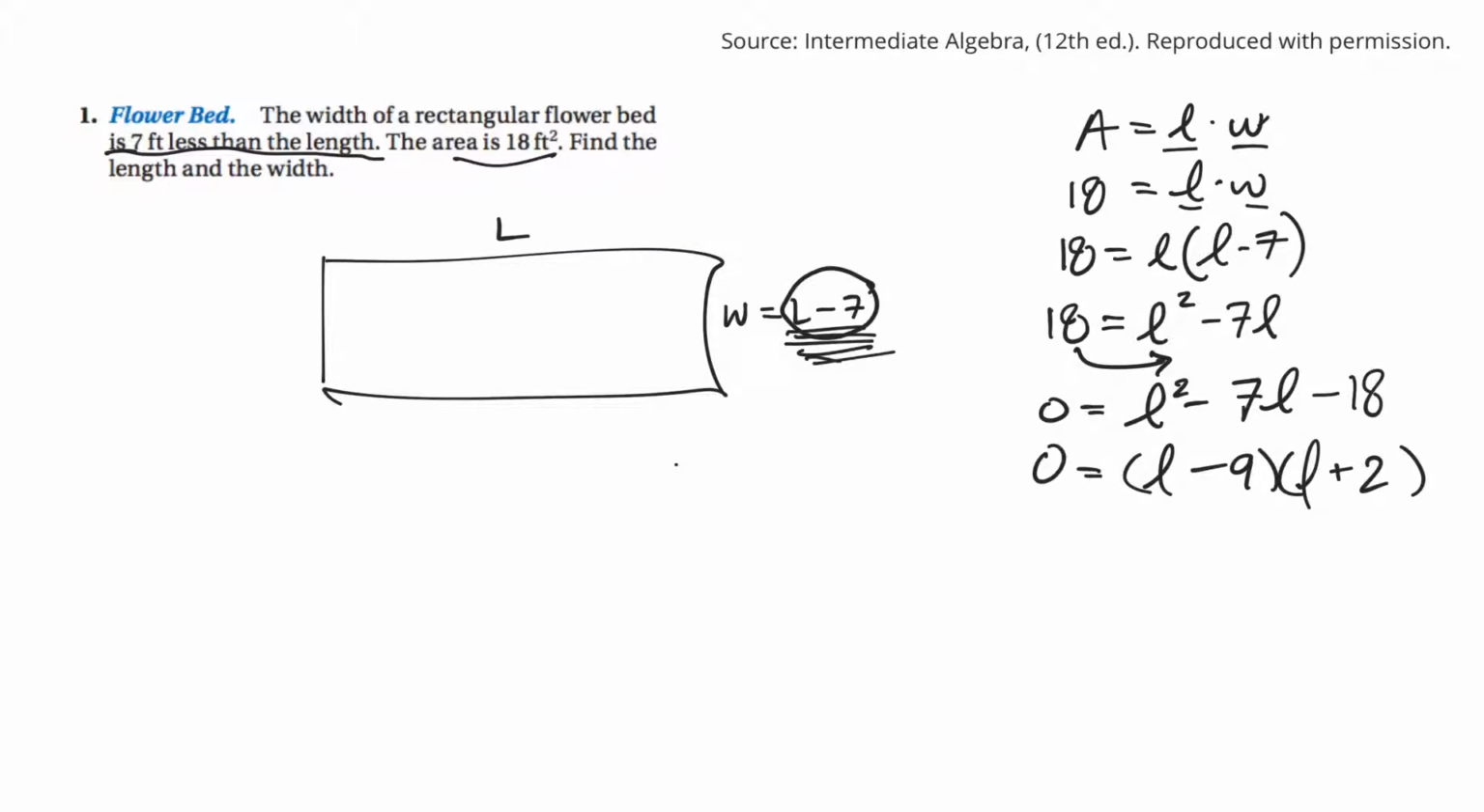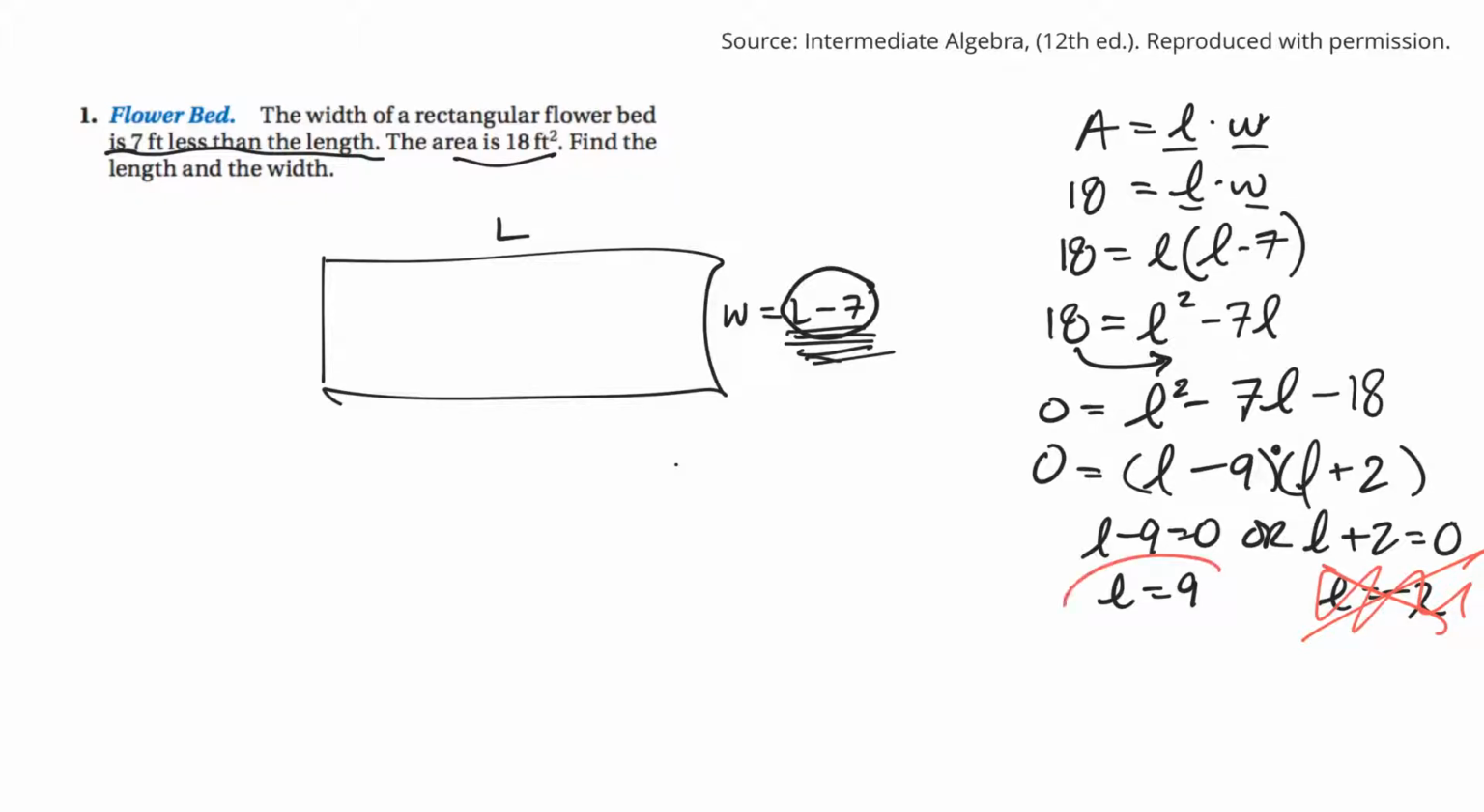So there I've got something times something equals 0. So either L minus 9 is 0 or L minus 2 is 0. Oh, L plus 2 is 0. So in this case, L is equal to 9 or L is equal to negative 2. And I'll toss out that one because the length can't be a negative number. Maybe on a different plane, but length's not negative. So I would say that the length has to be 9.